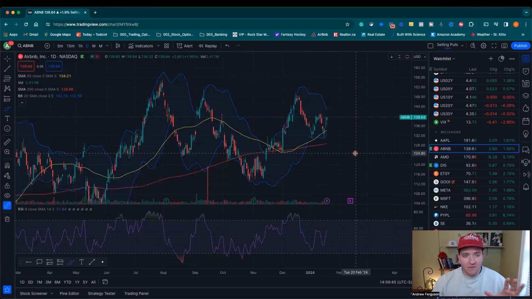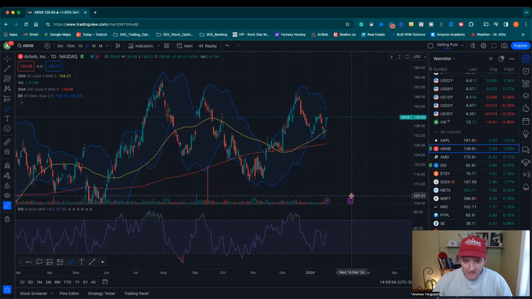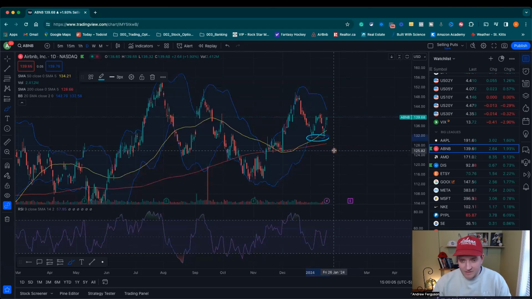So starting things off, we've got Airbnb. And there's a couple of reasons here on the chart that I want to highlight for you why I'm a little bit bullish on Airbnb in the short term, heading into their earnings date there at the bottom on February 13th, so a couple of weeks away. First things first, it had a nice kick off this level right here, kind of a double bottom recently, around that 130-ish level. So that's number one.